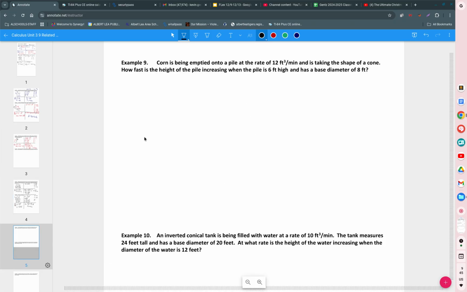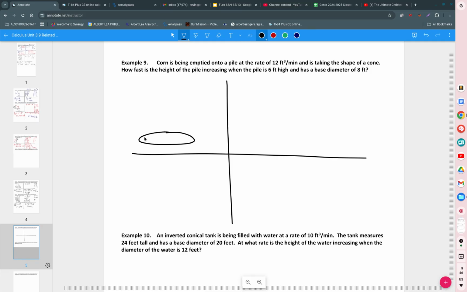Our last tricky one of the day. Corn is going to be emptied onto a pile at a rate of 12 cubic feet per minute and is taking the shape of a cone as we empty it. How fast is the height of the pile increasing when the pile is 6 feet high and has a base diameter of 8 feet?